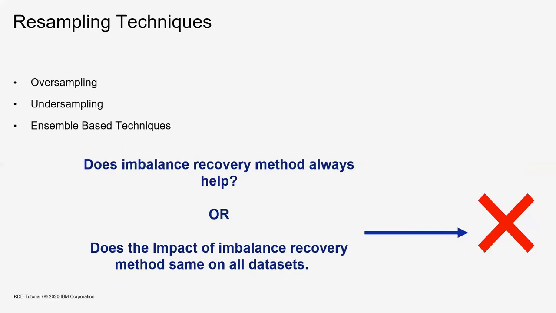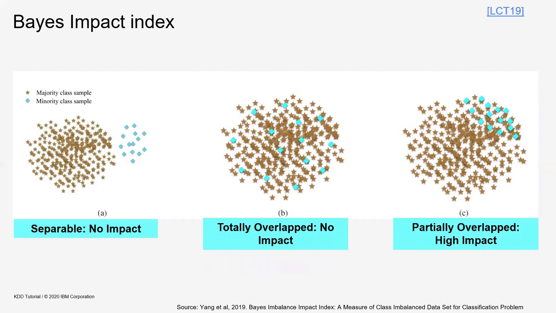And which is why, let's look at this example, which has been referenced in the paper, Bayes Imbalanced Impact Index. And the authors basically bring out three cases here, where in case one, the majority and minority class samples are very well separated from each other. And in this case, right, if they are very well separated, there's a very high probability that one could still build a good classifier that could separate the two classes here.